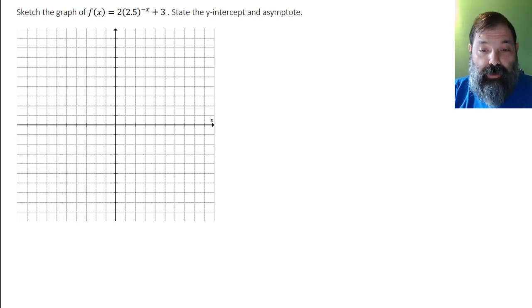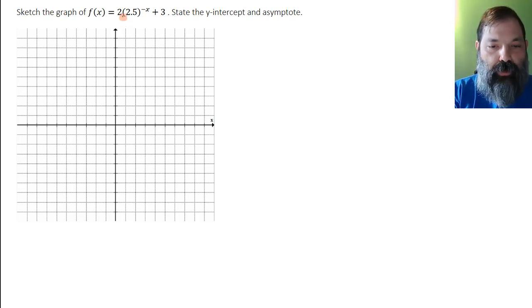Sketch the graph of f of x equals 2 times 2.5 to the negative x plus 3. State the y-intercept and asymptote. So first thing I would do here is analyze the function. Let's take a look at it, get a rough idea of what the curve will look like.